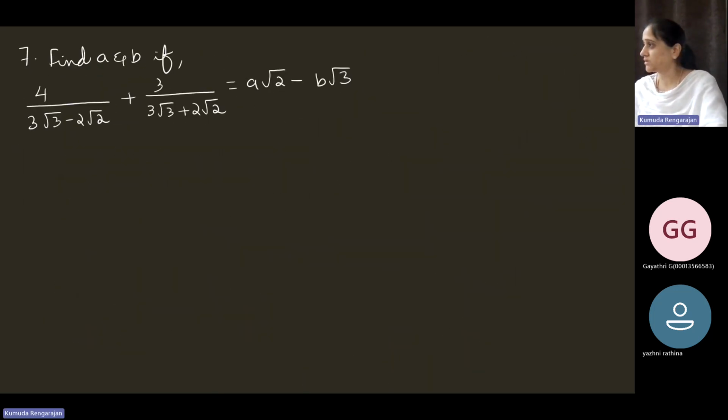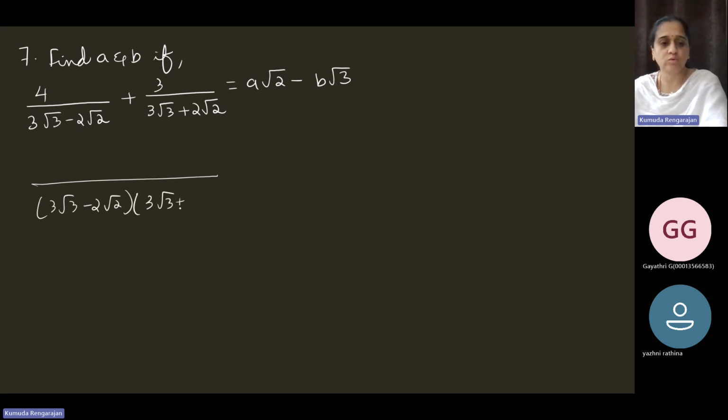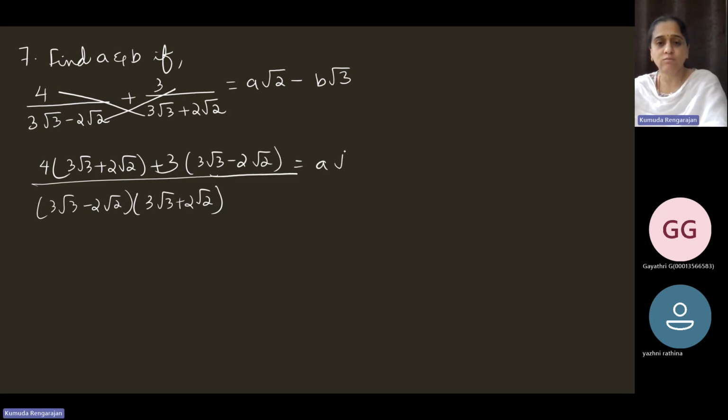Here we have 2 expressions connected by a plus sign, wherein the denominators are conjugates of one another. So you can take the LCM here. So what's the common denominator? The product of the denominators, 3√3 minus 2√2 into 3√3 plus 2√2. So it will be, cross multiplying, 4 into 3√3 plus 2√2 plus 3 into 3√3 minus 2√2, is equal to A√2 minus B√3.